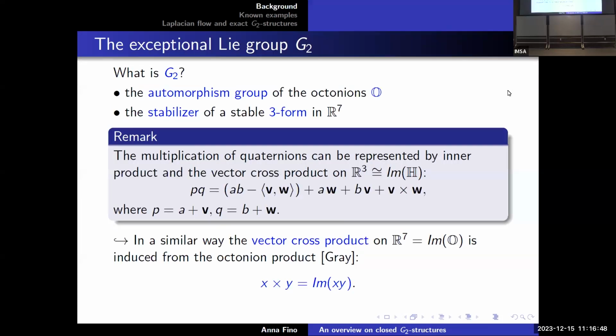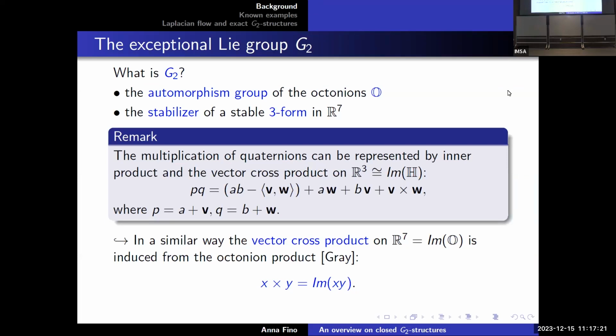So let's start. What is G2? We can see it in two ways. It is the automorphism group of the octonions, where we see the octonions as the sum of two copies of the quaternions, and as the stabilizer of a stable three-form. Here, by stable I mean that the three-form belongs to the open orbit with respect to the general linear group.